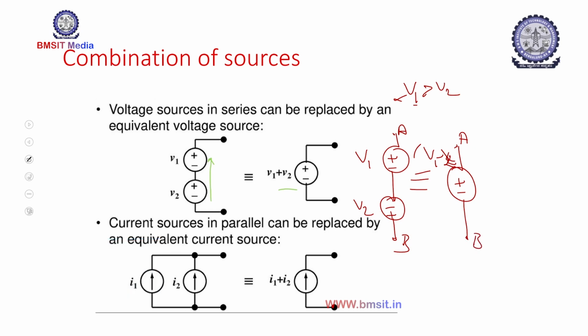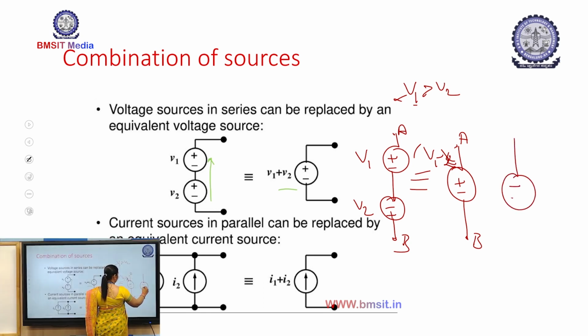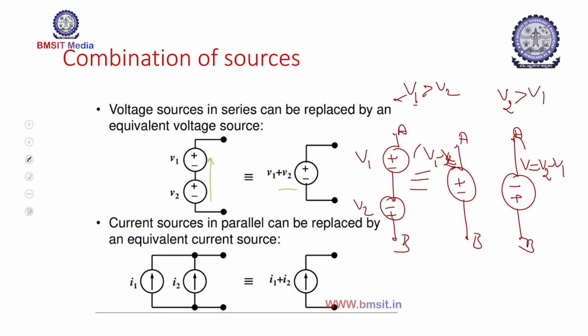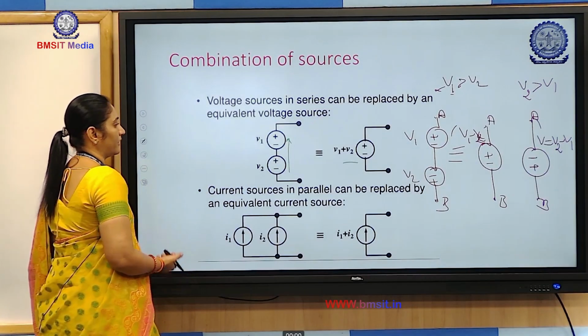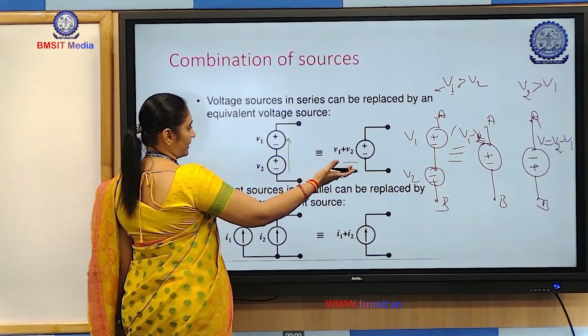Okay. Suppose V2 is greater than V1, then check out the polarity of what I am writing here. For this one, V2 is greater than V1, so I will write the resultant V will be equal to V2 minus V1 across A and B. So we can replace n number of voltage sources connected in series with one single voltage source.